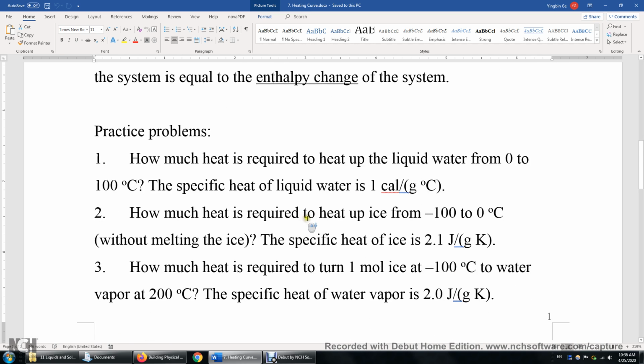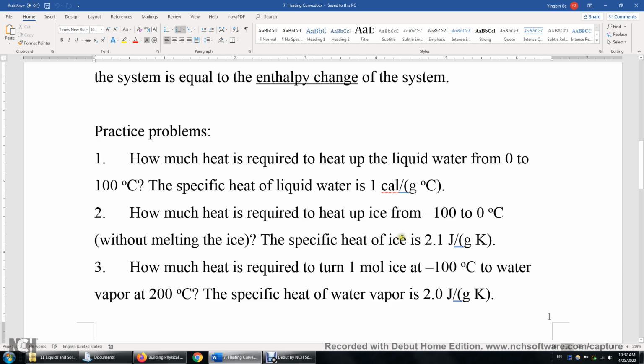Now, 3 practice problems. Number 1, how much heat is required to heat up the liquid water from 0 to 100 degrees Celsius? And the specific heat of liquid water is 1 calorie per gram per degree Celsius. Well, you need to convert this calorie to joule first. Question number 2, how much heat is required to heat up ice from negative 100 to 0 degree Celsius without melting the ice? So it's going to be the solid state or solid phase throughout this heating process.